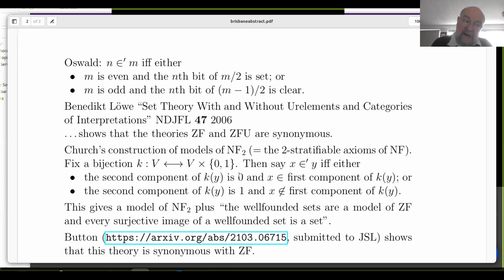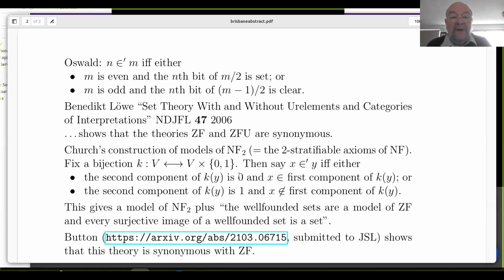And NF2 can actually be described as extensionality, complementation, existence of the empty set, and binary unions and intersections. So the universe is a Boolean algebra under set inclusion.